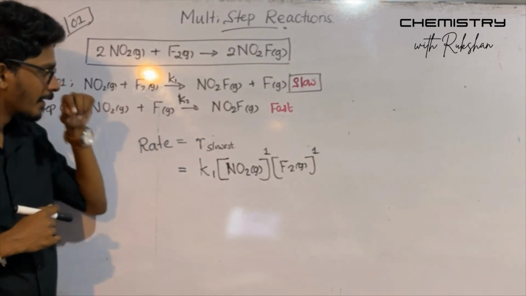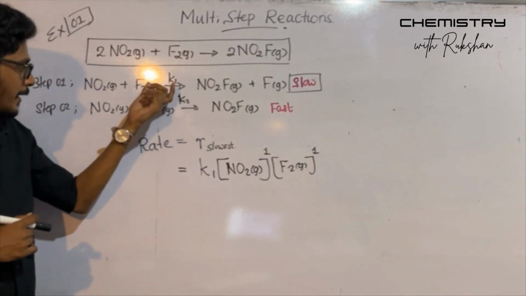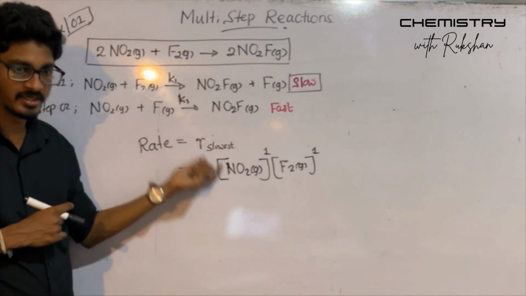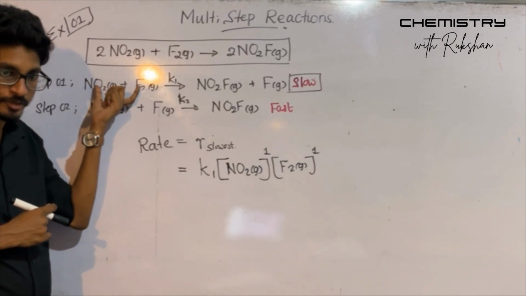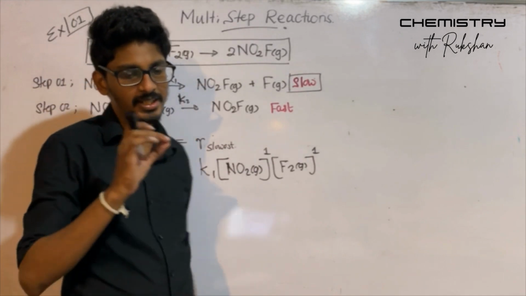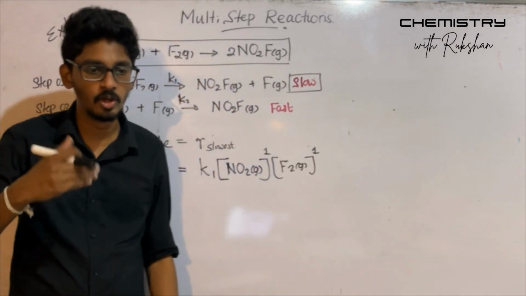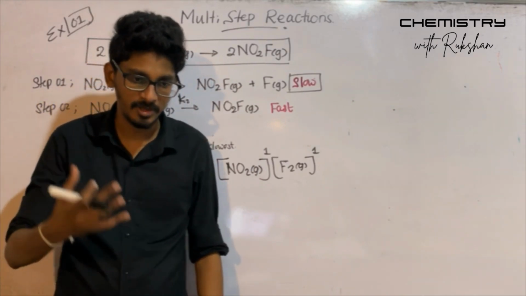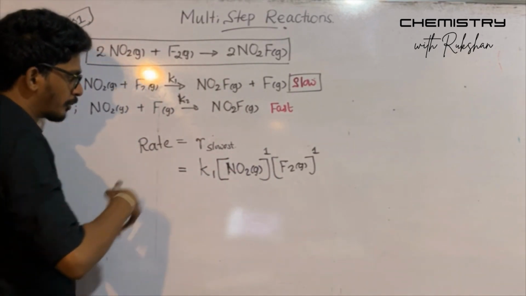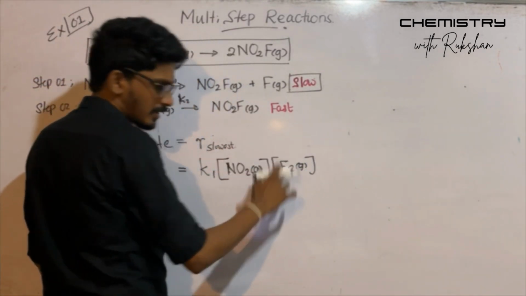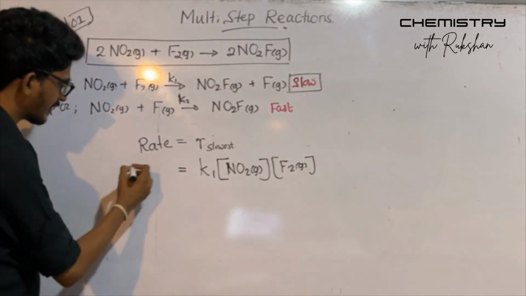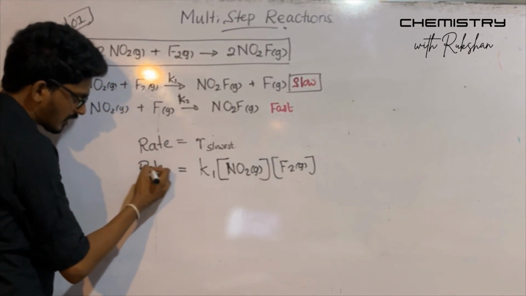by assigning the rate constant of the slow step and the concentration of the reactants of the slow step with their stoichiometric values. Because the orders become stoichiometric values when we are considering elementary steps. So the rate is this. So no need to put the 1 here. Power 1 is understood. So you can write the rate like this.